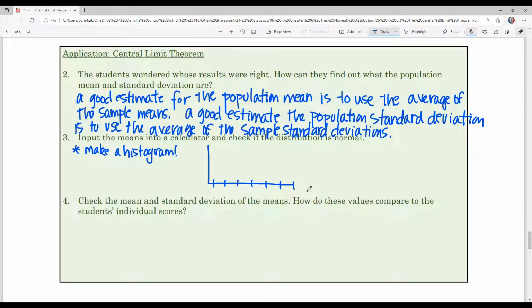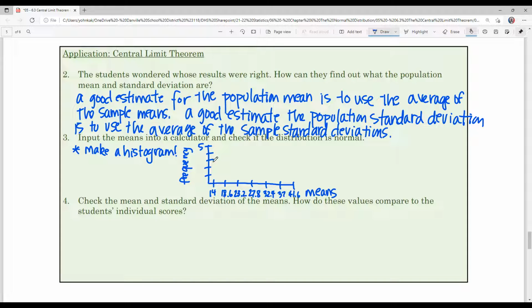These are the means. And then I'm going to go up to 5, 1, 2, 3, 4, 5. This is the frequency. So down across the bottom, I got 14, 18.6, 23.2, 27.8. Basically, I just typed all this stuff into my calculator and said, make a histogram. And it gave me this picture.